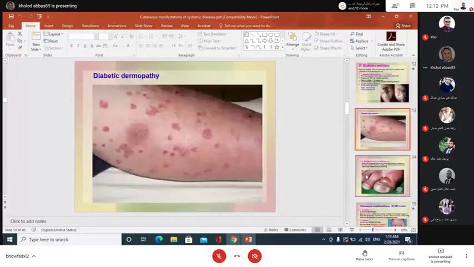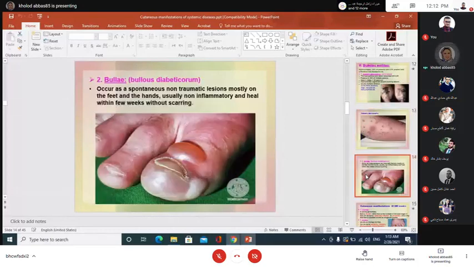Okay, diabetic dermopathy. With number 2, we have bullous diabeticorum or diabetic bulla, which occurs usually spontaneously, non-traumatic bullae. Most commonly seen on the feet and hands, usually non-inflammatory, heals within a few weeks without any scarring.